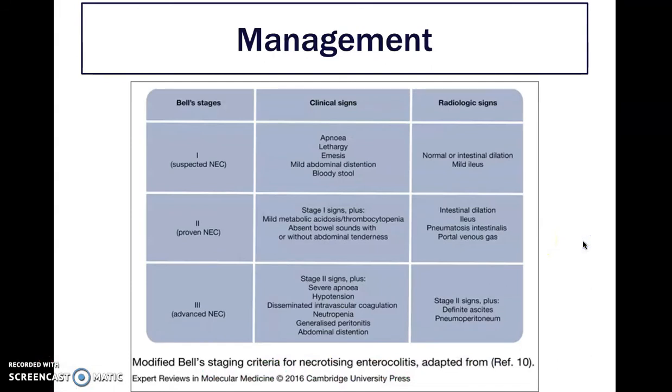So in terms of management, this is split into 3 stages, Bell's staging criteria, and you can determine the management based on the clinical signs and the radiological signs. The key differences are the radiological signs, so pneumatosis, which is pathognomonic for NEC, that's seen in stage 2, as well as portal venous gas, whereas pneumoperitoneum and ascites, indicating bowel perforation, is indicating an advanced stage NEC.